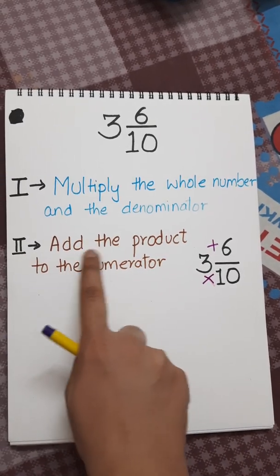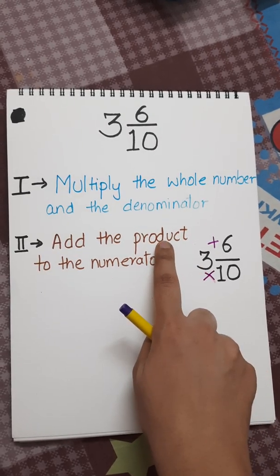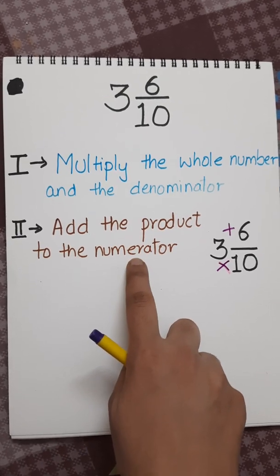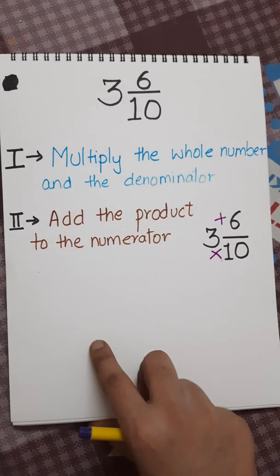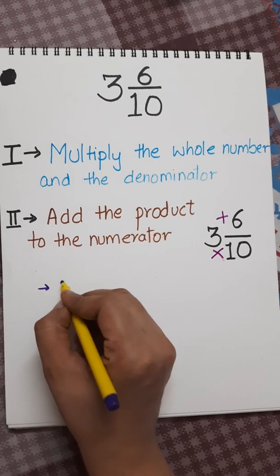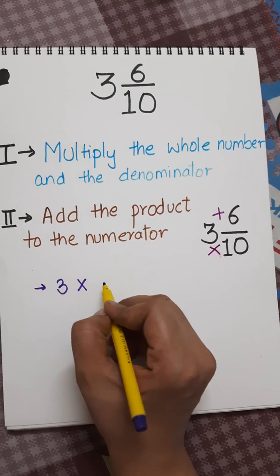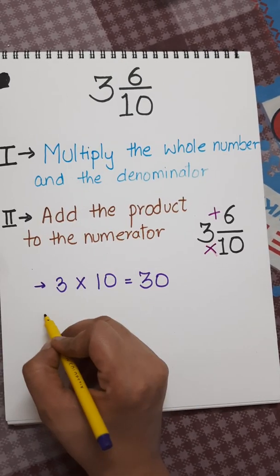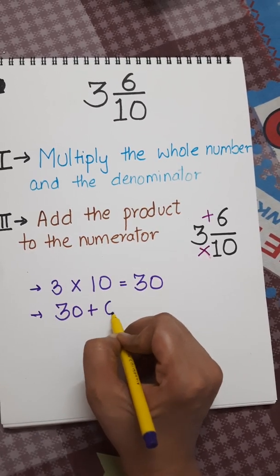And second is add the product. The answer of a multiplication sum is known as the product. So the second step is to add the product to the numerator. So here, first we have to find the product of the denominator and the whole number. It is 3 into 10, 30. Then the second step is we have to add the product to the numerator.